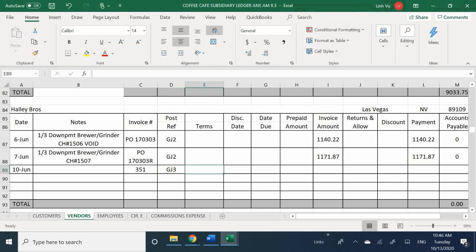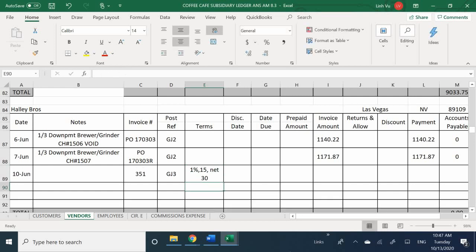Okay. Did I have terms? Yes, I did. It was 1%, 15, comma, net 30. Okay. Meaning that therefore my discount date is going to be on the 20th, 1%, 620? Oh, wait, 625. 6/25 is correct. So June 25th is going to be my discount period that I pay and I receive the 1% discount. Now, what is my actual due date going to be?